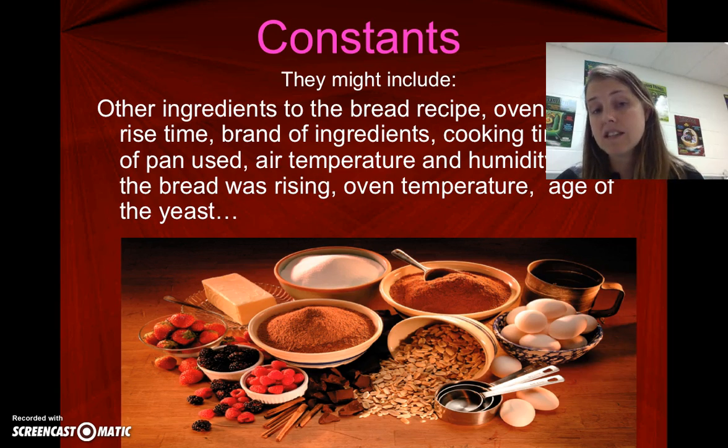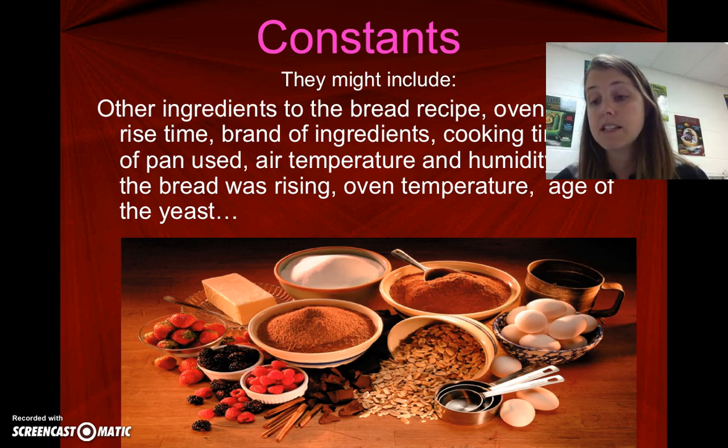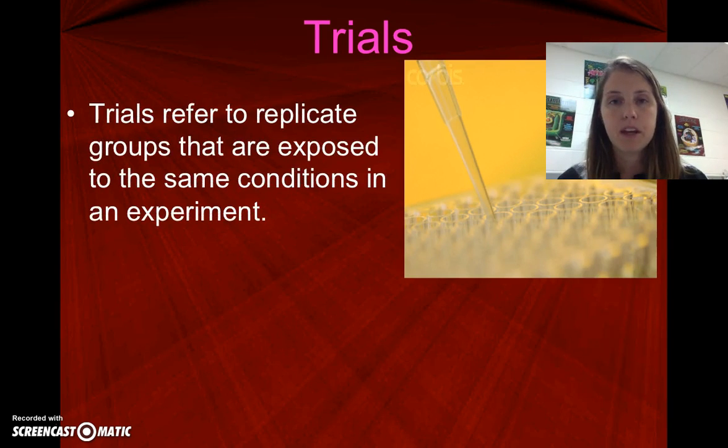We have to keep the rise time the same, the brands of ingredients the same, the cooking time, the type of pan used, the air temperature, the humidity where the bread was rising, the oven temperature, and the age of the yeast. These are all examples of constants. Things that need to be kept the same so that we can assure we're determining a cause and effect relationship between our independent and dependent variable.